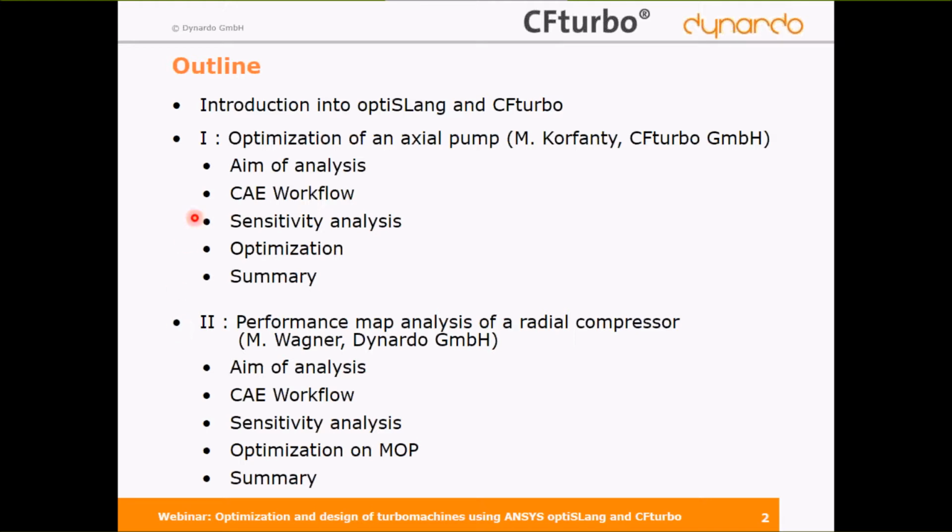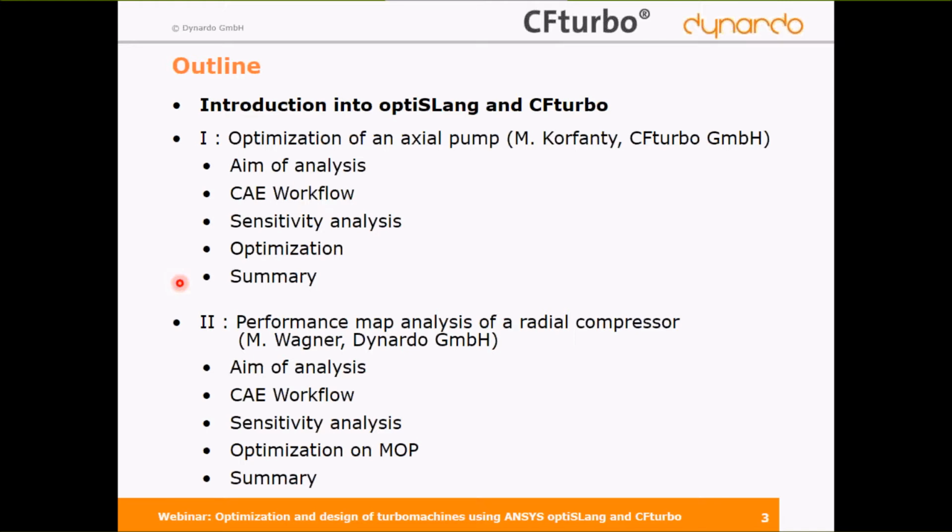Both analyses will have the same structure. We'll have a look at the aim of the analysis, the CAE workflow, how it is set up, this automated process chain. We'll have a look at the results of the variation analysis, of the sensitivity analysis, the optimization, and have a look at the summary.